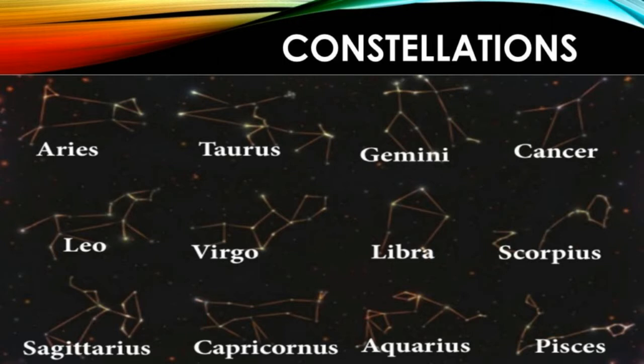People in different cultures and countries adopted their own sets of constellation outlines. There are 88 formally accepted constellations: Aries, Gemini, Leo, Orion, Scorpius, and Cassiopeia are some of the constellations.